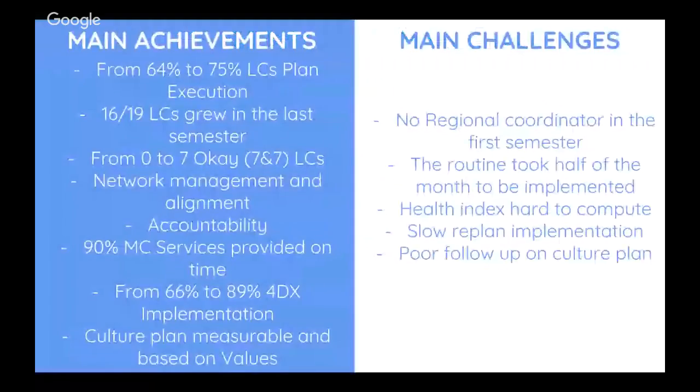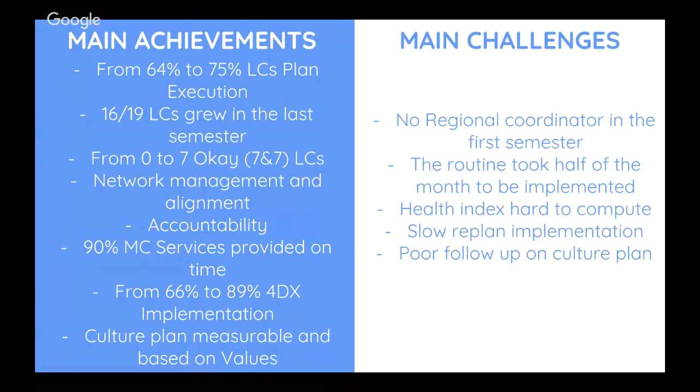Then, regarding the main achievements and main challenges of my role, but also Dushan's and the overall OD in general. From August until the end of January, we managed to have LCs achieve 75% of their plans overall, while in the first LC semester it was 64%. We had 16 out of 19 LCs able to grow in approvals. In August we had 0 OK LCs. OK again means LCs that have 7 in performance index and 7 in ED1. Right now, after the closure of the semester, we have 7 of them.